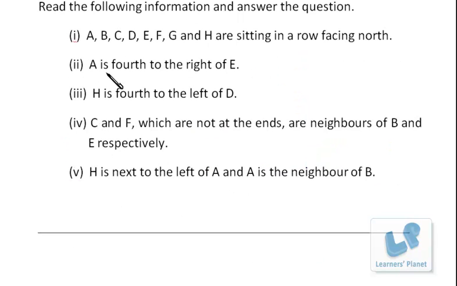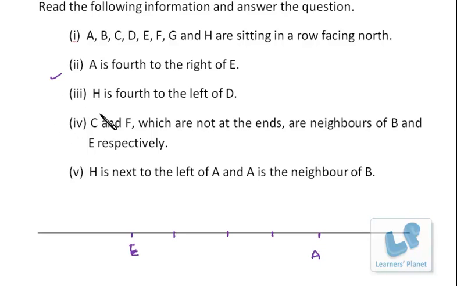Now, in this set of questions, A, B, C, D, E, F, G and H, 8 people are sitting in a row facing north, right? So I just mark the arrangement over here. First of all, A is 4th to the right of E. I mark E over here. Since they are facing north, the right hand side means this way. So A is 4th, that means 1, 2, 3 and 4th. So A is here.